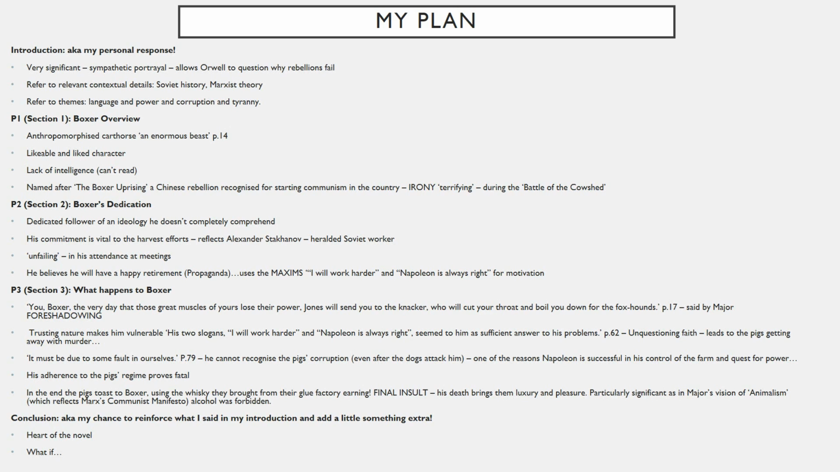Okay, in section 2, which again I think is probably just going to be the one paragraph here, one well detailed paragraph. Here, in terms of my little snappy title for it, which won't appear in the essay, it's just for in your mind when you're planning, is Boxer's dedication. So here I'm going to talk about the fact that he's a follower of an ideology he can't really understand, and probably mentioning the impact of propaganda at this point as well, because that's important when we link it to the Russian Revolution. So I'll also mention his commitment again.